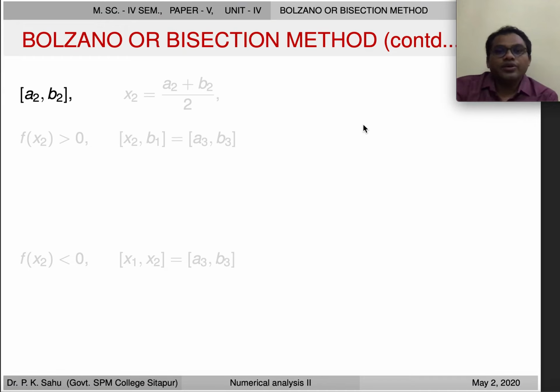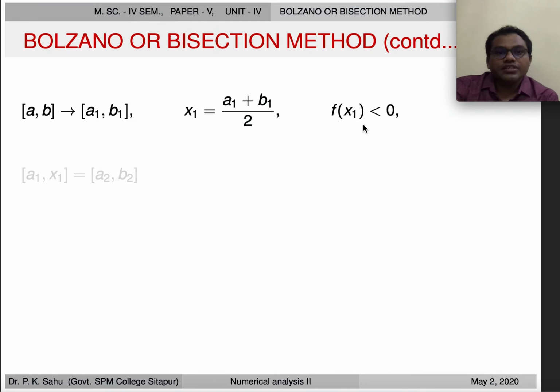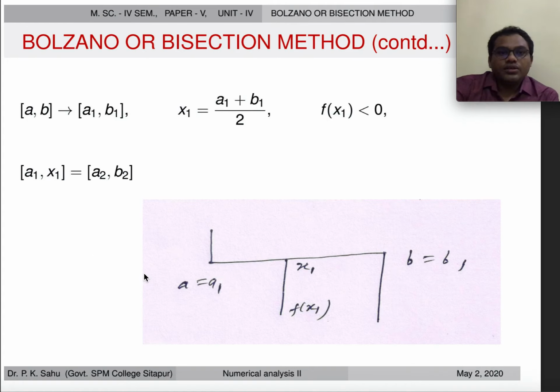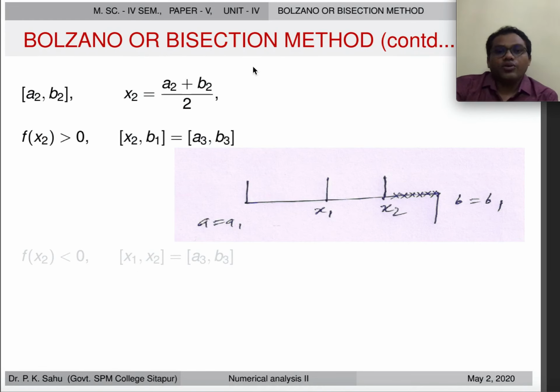Now in the next step, we start with the interval a2 to b2. Then we find the midpoint of this interval, meaning x2 is equal to (a2 plus b2) divided by 2. Now we are considering the case when f(x1) is greater than 0 and x1 b1 is denoted as a2 b2. Here we have obtained f(x2), and f(x2) is greater than 0. So in this case f(x2) times f(b1) is less than 0, meaning our root lies in the interval x2 to b1.